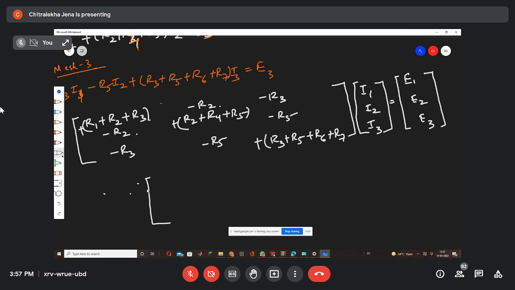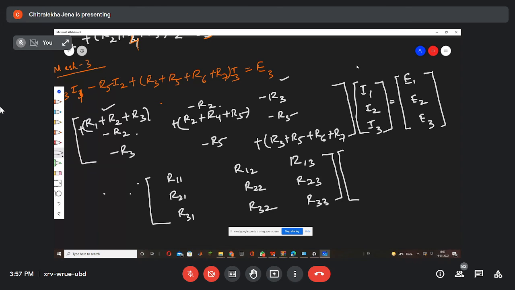This one will be R11. This one is R12. This one is R13. This one is R21. This is R22. This is R23. This is R31, R32, and this is R33. This is called the Ohm's law matrix, because here you see the product of resistance and current is equal to voltage. This matrix is called the Ohm's law matrix. So you have to find the three mesh equations and write them in matrix form.